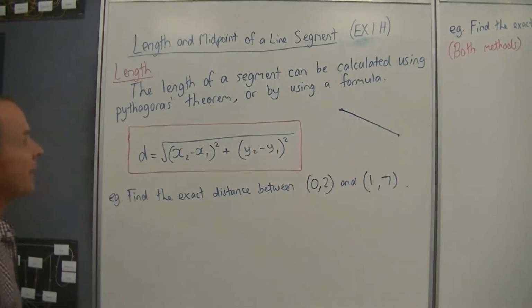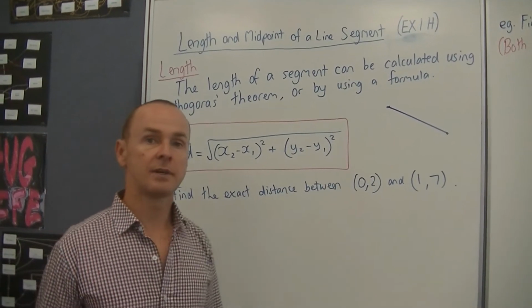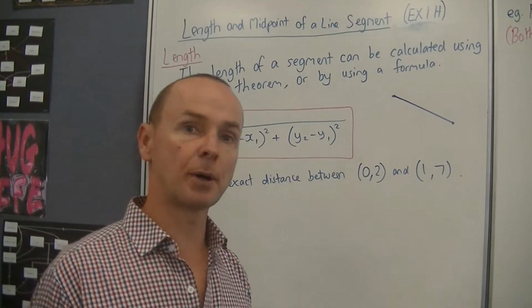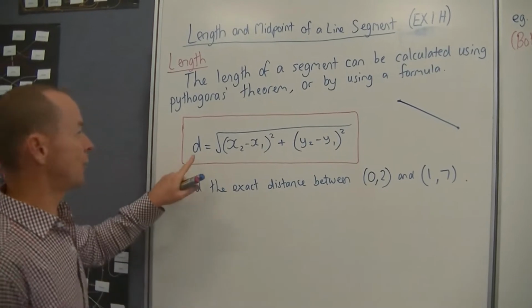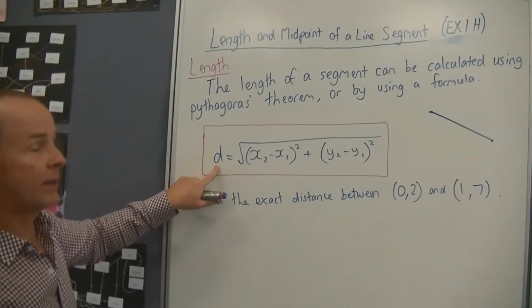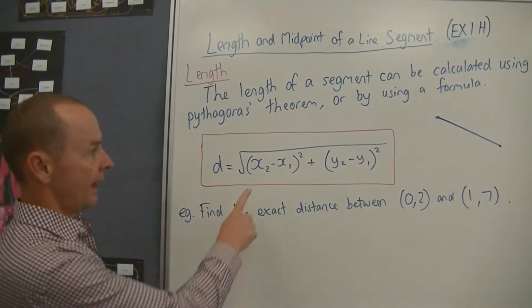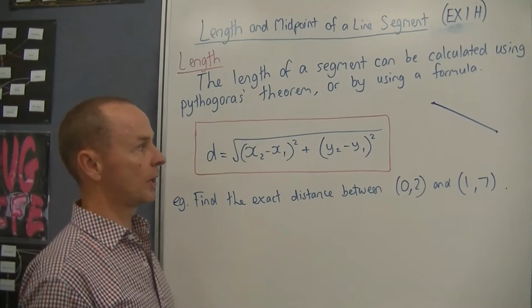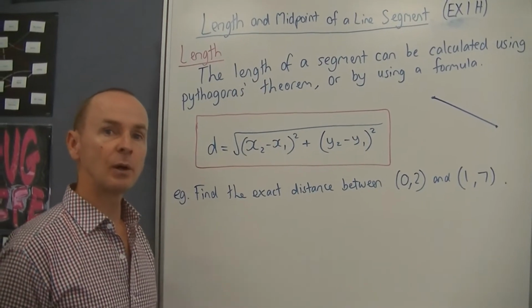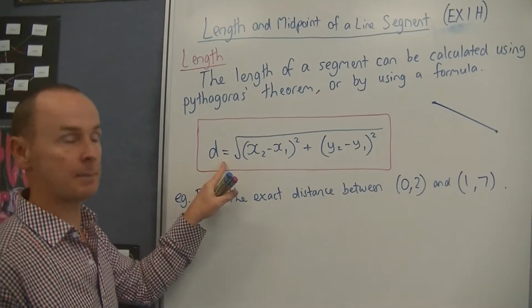Alright, so to find the length of a line segment, you can do it in two ways. You can use Pythagoras' theorem, which you probably remember from Year 9, or you can use a formula. And this is a formula, everyone. It says d, the distance, is equal to the square root of (x2 minus x1) all squared plus (y2 minus y1) all squared. Now it looks complicated, but this is actually Pythagoras' theorem. It's the exact same thing.